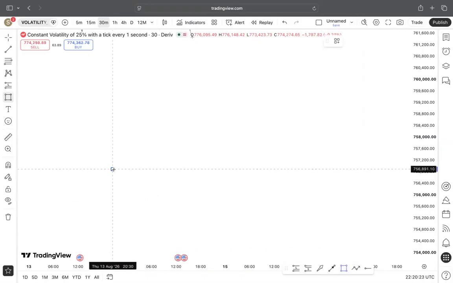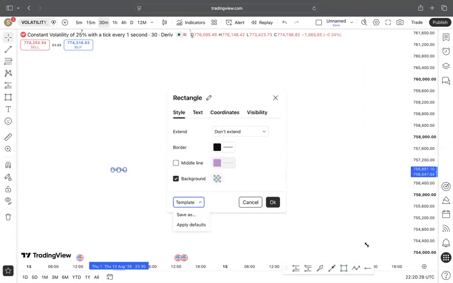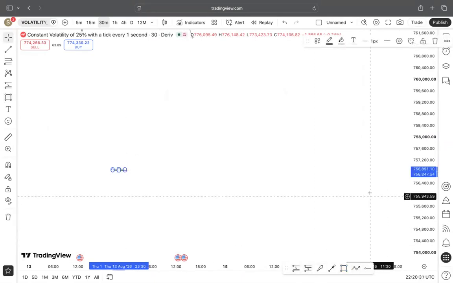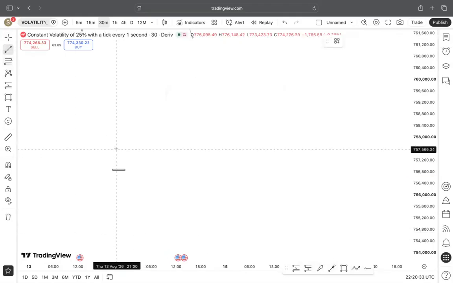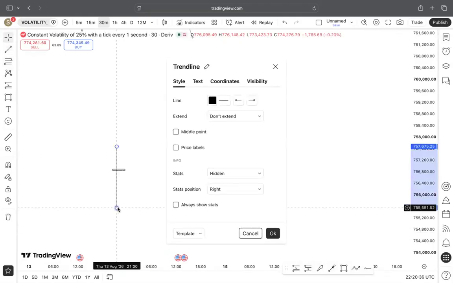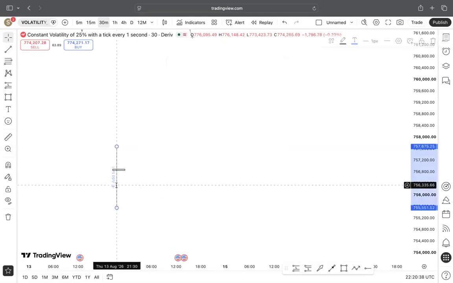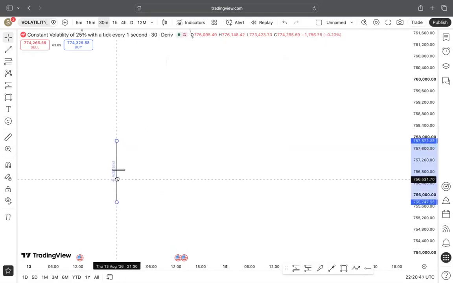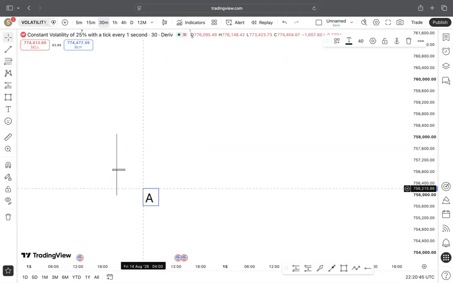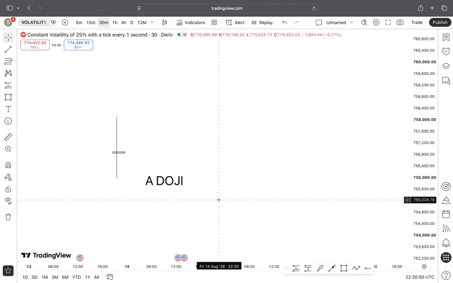Now, how do we know a doji on the chart? A doji candlestick is usually signified by a tiny body, little or no body, and then long wicks. So if you see any candlestick with a very tiny body and then long wicks like this, just know that this is a doji candlestick. They usually have little or almost no body and then long wicks.